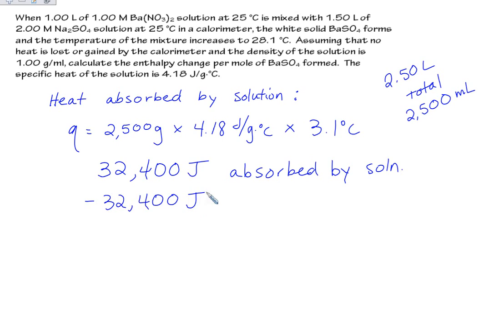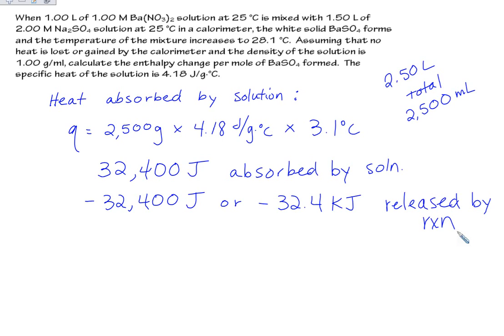And again, they don't specify, so I wouldn't mind. You could also say negative 32.4 kilojoules. And now that's released by the reaction. So you could either write the negative 32,400 joules, that's the energy change for the reaction, it's exothermic, or you could say released. You could say there's 32.4 kilojoules released by the reaction.